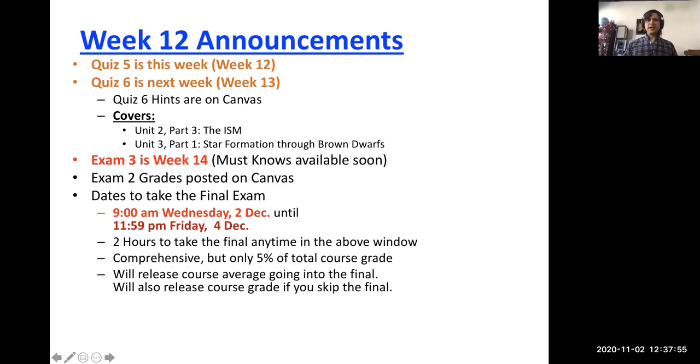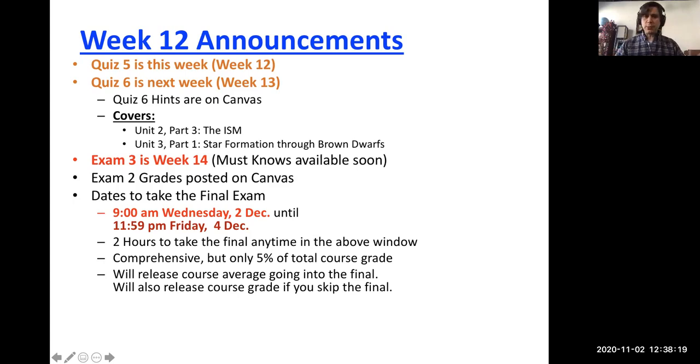You'll have any time within this window of the first 3 days to take the final exam and be done with the class. So the window will be from 9 a.m. on Wednesday, the 2nd of December. That's the first day of finals. And that window will remain open where you can log on and take the final at your leisure all the way until 11:59 on Friday, the 4th of December. So that gives you Wednesday, Thursday, and Friday.